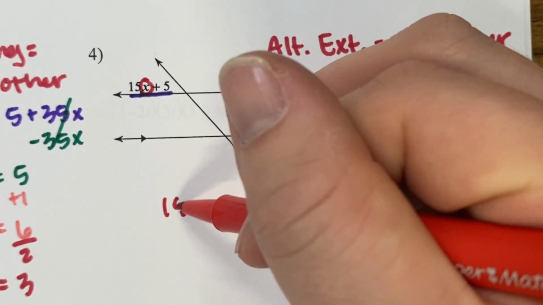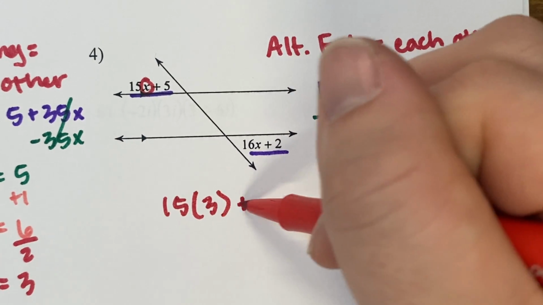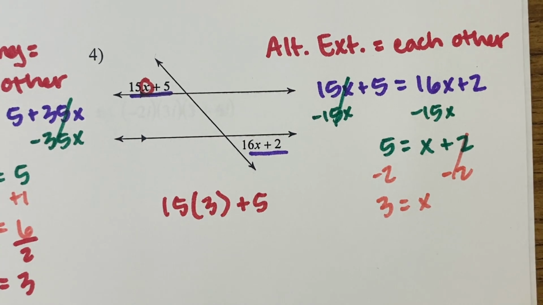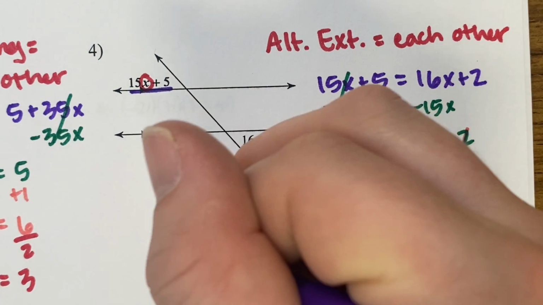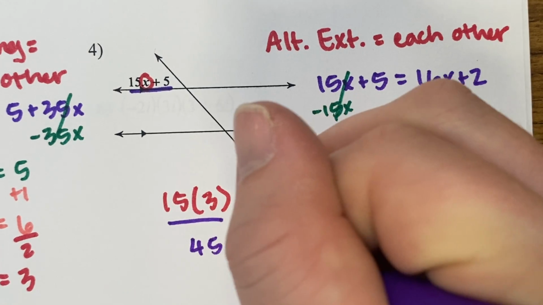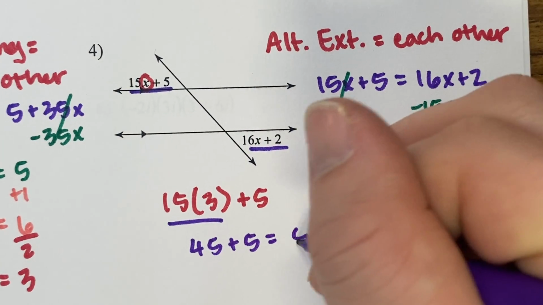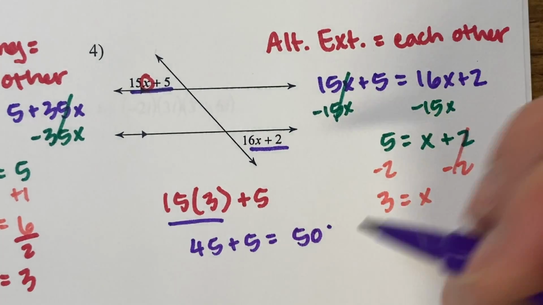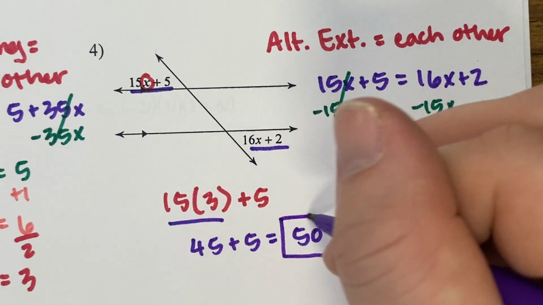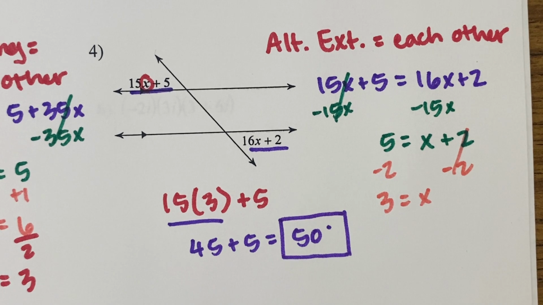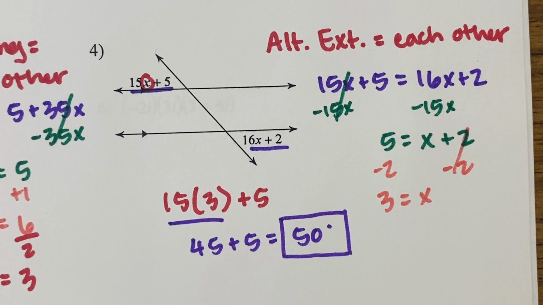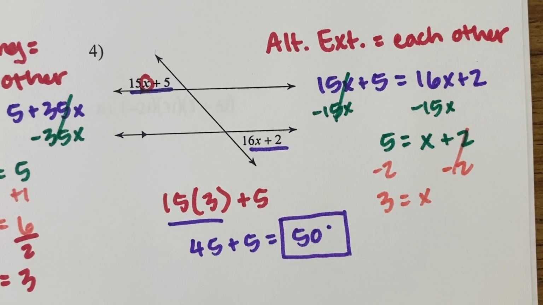So now we have 15 times 3 plus 5. Okay, well again, we need to multiply before we can add. So 15 times 3 is going to give me 45. 45 plus 5 is 50. So final answer, 50 degrees. Beautiful. Alrighty.